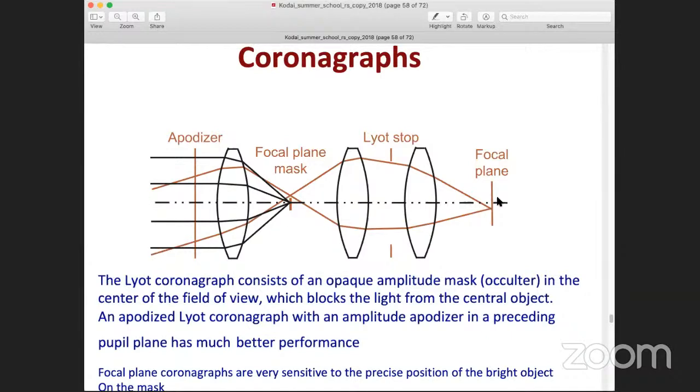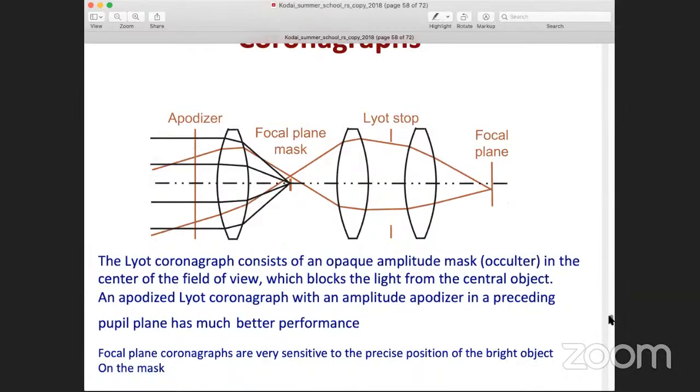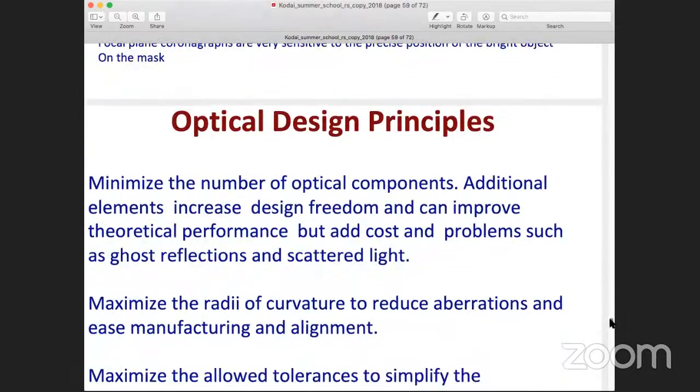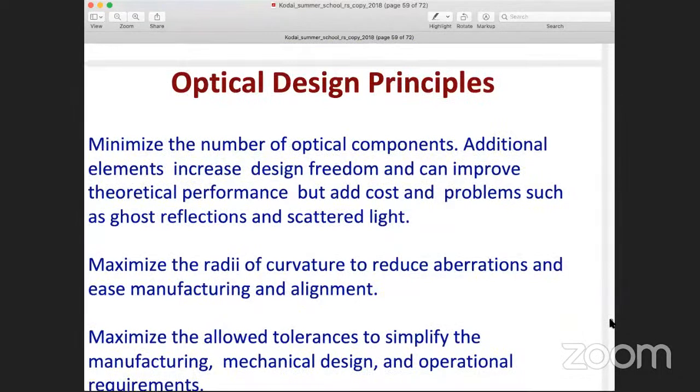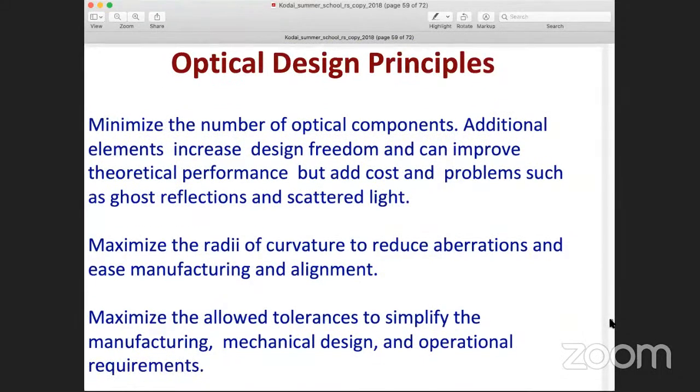That alone is re-imaged, so that by putting a stop here, we remove the glare, and then we are able to get the image on which this coronagraph, used on top of adaptive optics, will give you the ability to detect exoplanets. And then I will just spend another 2-3 minutes going through these optical design principles, because these are also very important in astronomy.